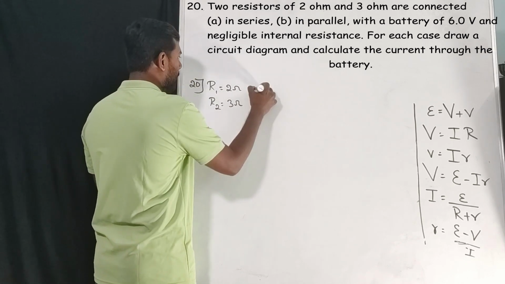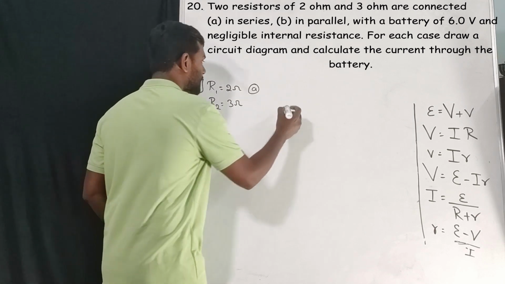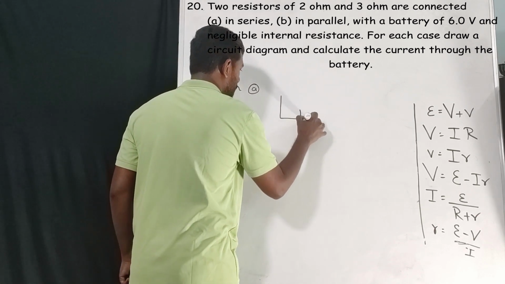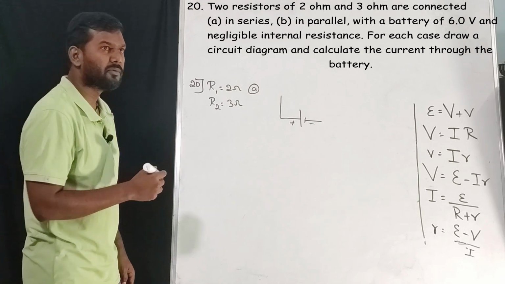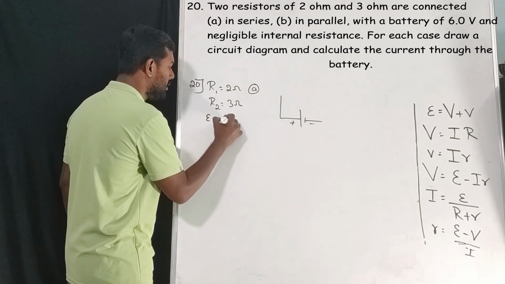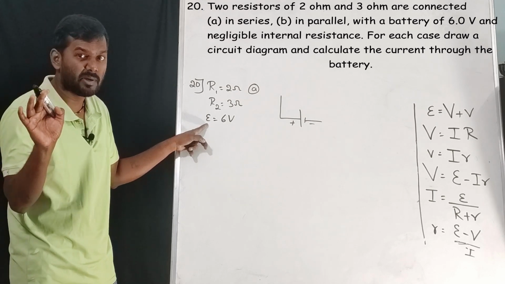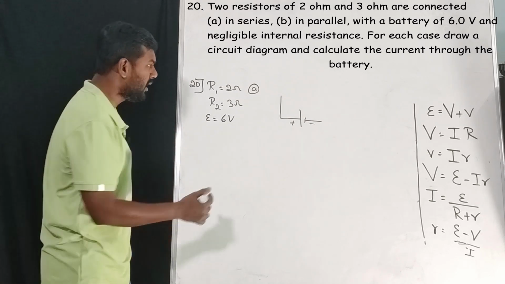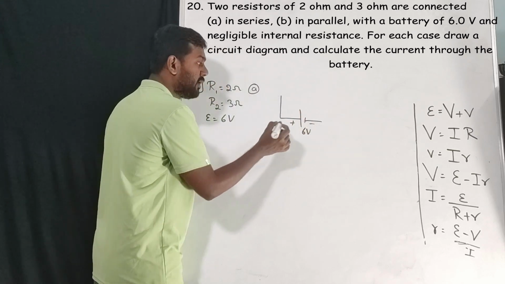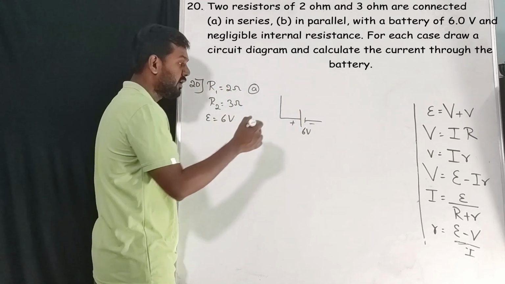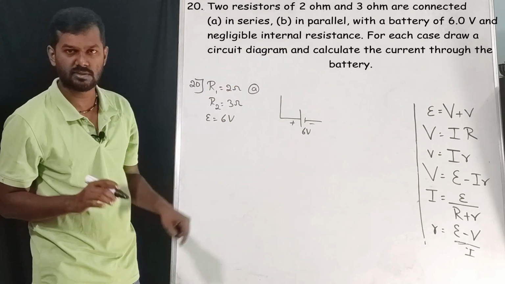First, we'll go for A. First, drawing the diagram is very much important. See, they are talking about a battery. This is the battery. Okay, and they are telling EMF is equal to 6 volts. EMF is nothing but, if you have understood the basics, the voltage of the battery. The voltage between these two terminals is different. Terminal voltage is different. Terminal voltage means inside the circuit.